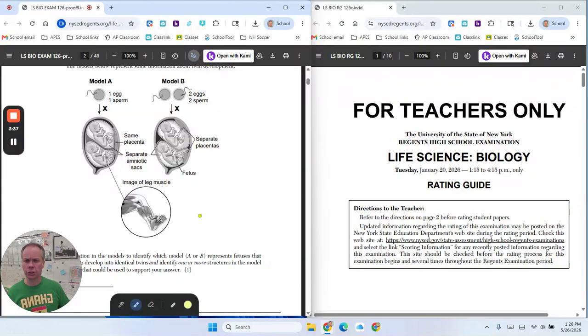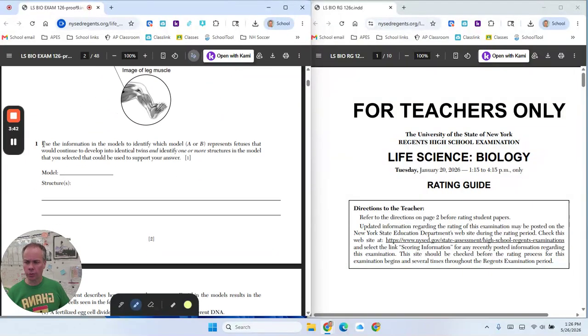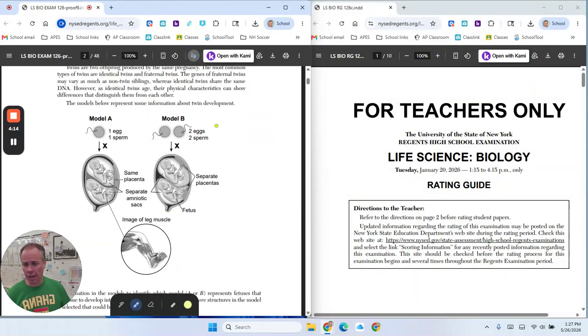I understand what it's showing me, and now I'll start to get to the actual questions. So question 1: use the information in the models to identify which model, A or B, represents fetuses that would continue to develop into identical twins, and identify 1 or more structures in the model that you selected that could be used to support your answer. So I have to choose model A or B first, and there's a place for me to write that in. When I look at that, I just have to pick model A or B.